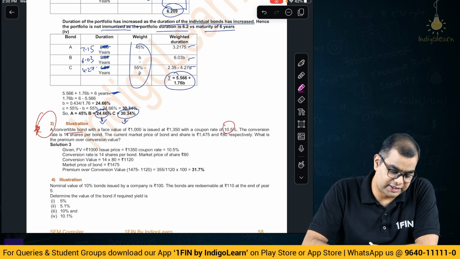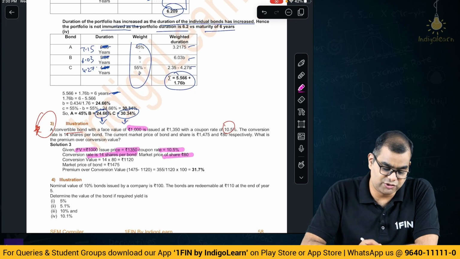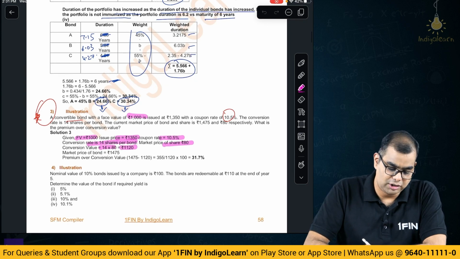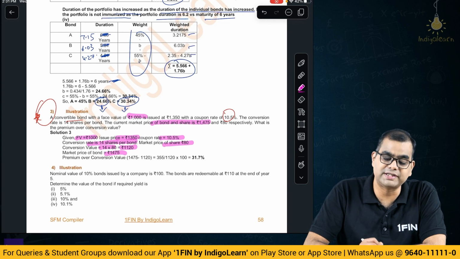Now, let us look at this. Given face value is 1000, that is very clear. Issue price is 1350, coupon rate is 10.5. Conversion rate is 14 shares per bond and market price per share is 80. So, you get 14 shares, each one is worth 80 rupees. So, you will get conversion value as 14 into 80, which is 1120. Now, what is the market price of the bond? The current market price of the bond is 1475.